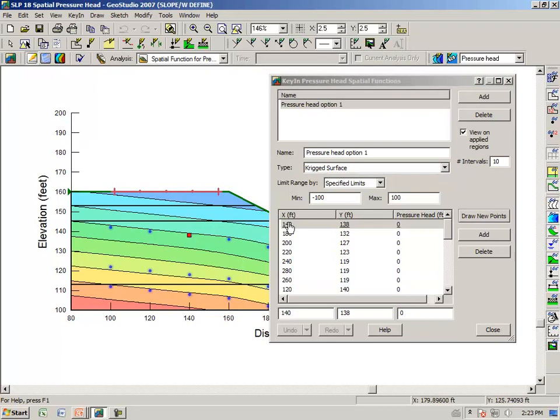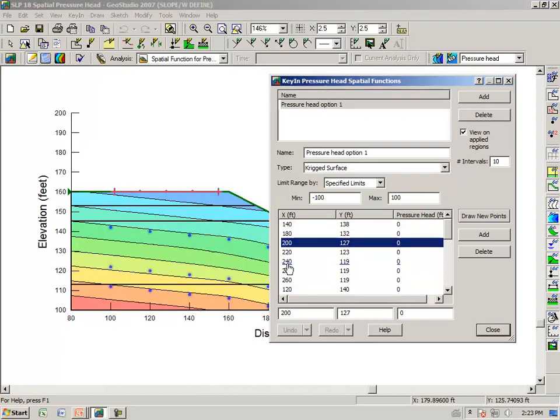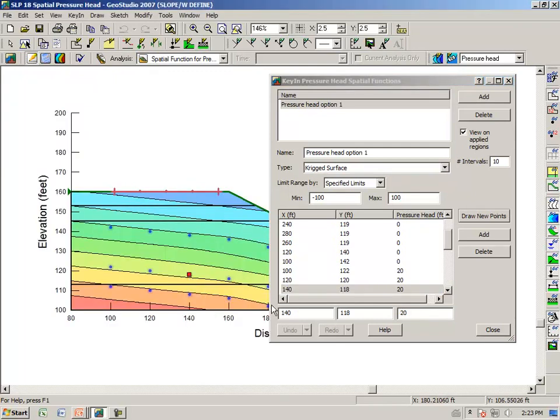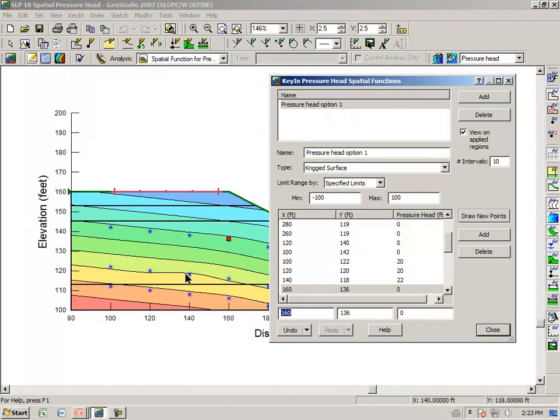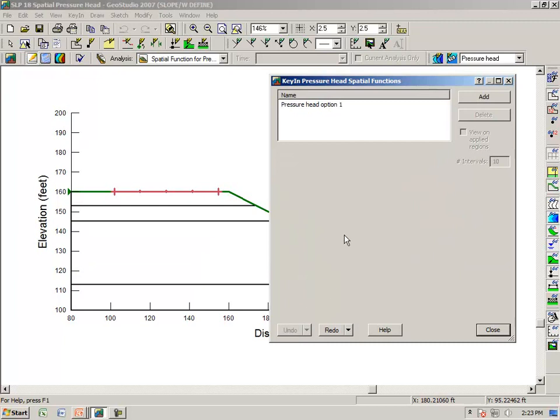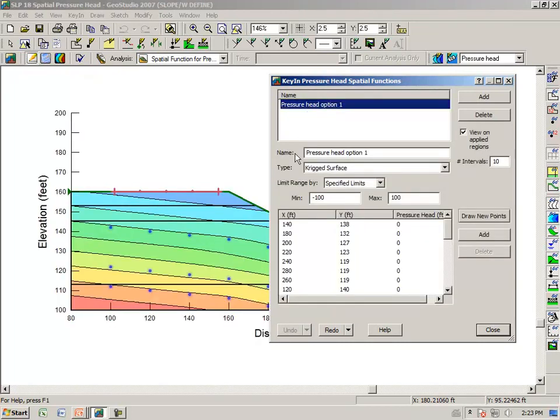So it is a matter of specifying a series of XY coordinates and specifying the pressure head at that particular location. For example, if the pressure head here was 22 instead of 20 and we tab out, then we see that the contours change in response to this pressure head at that particular location. I'm going to click the undo button here and click back on the function to go back to where I was.